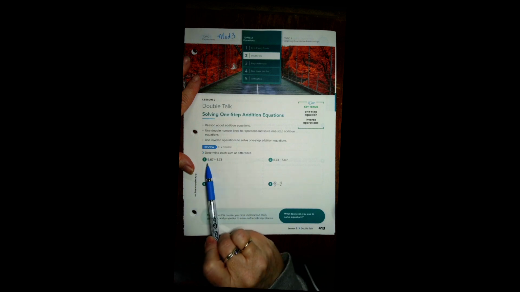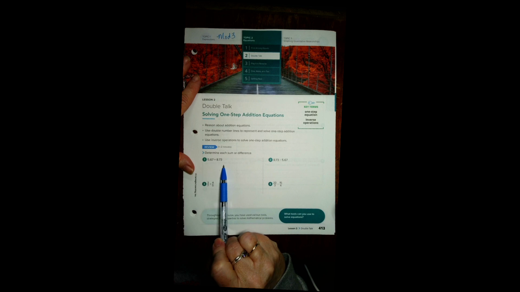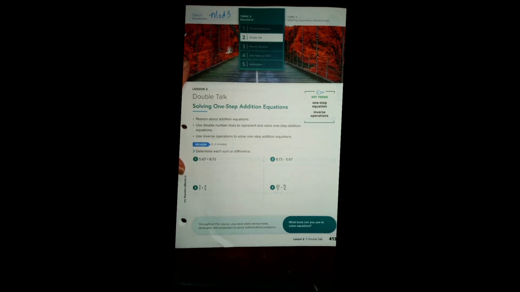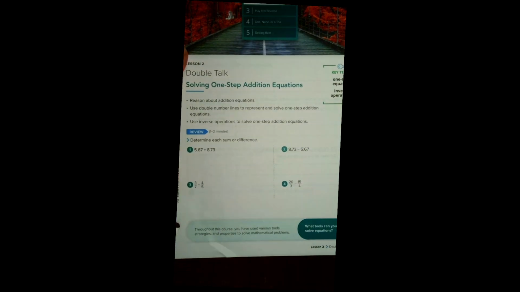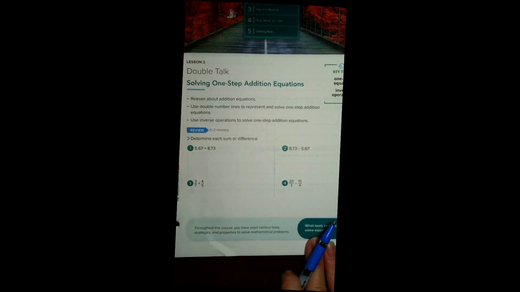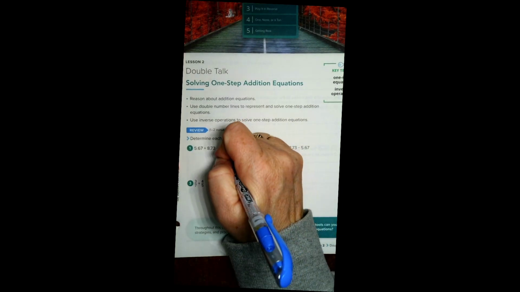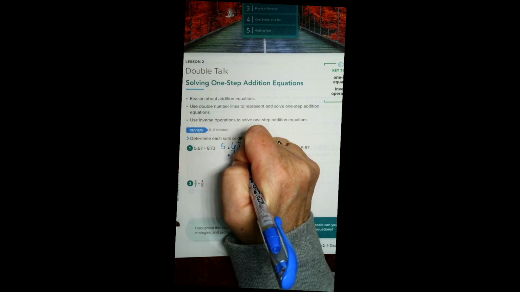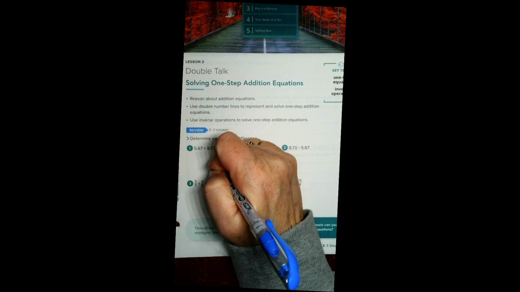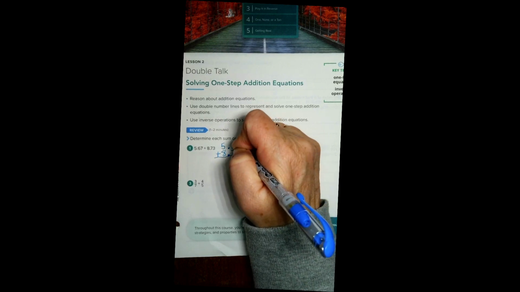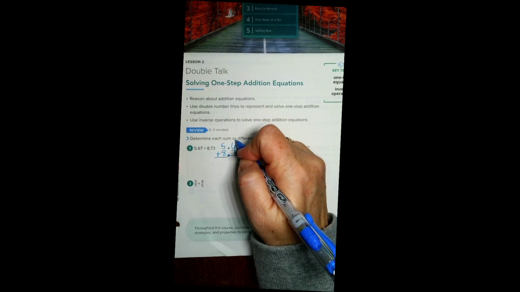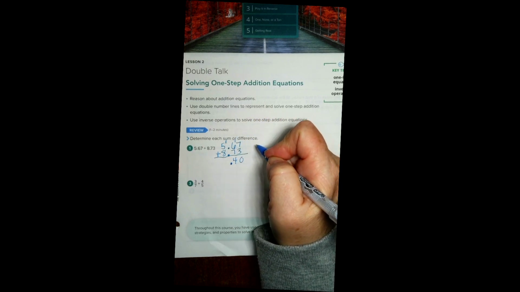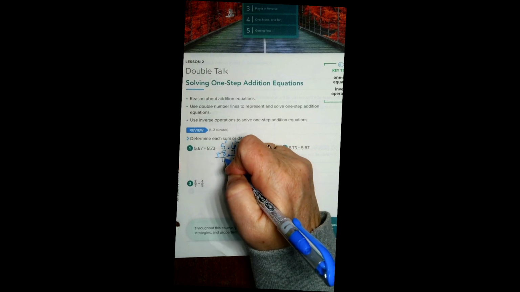Determine each sum or difference: 5 and 67/100ths plus 8 and 73/100ths. So we're just adding these, and remember when you add decimals, you line up the decimal. Same with the subtraction. So 7 plus 3 is 10, carry a 1. 1 plus 6 is 7, plus 7 is 14. Decimal stays in line. Carry the 1. 8, 5, and 1 is 14.